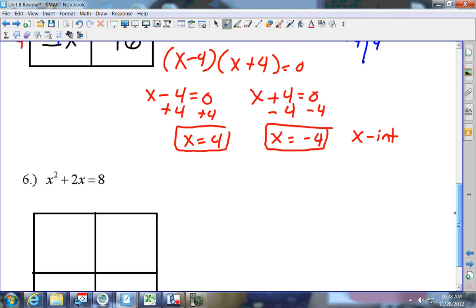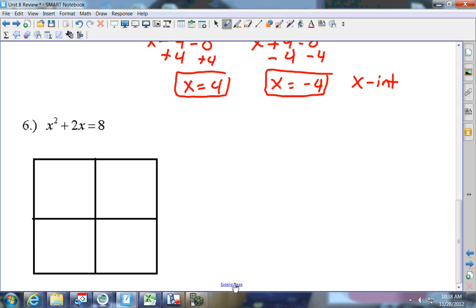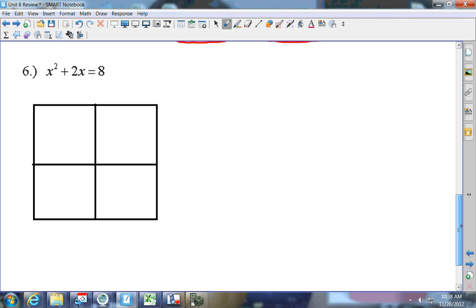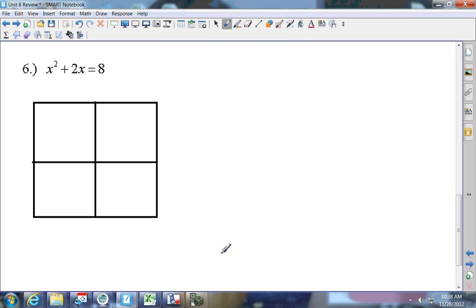Number 6. What do you need to do first? Well, let's see. First thing I need to do is set it equal to 0. So I need to subtract 8 from each side. I get x squared plus 2x minus 8 equals 0.